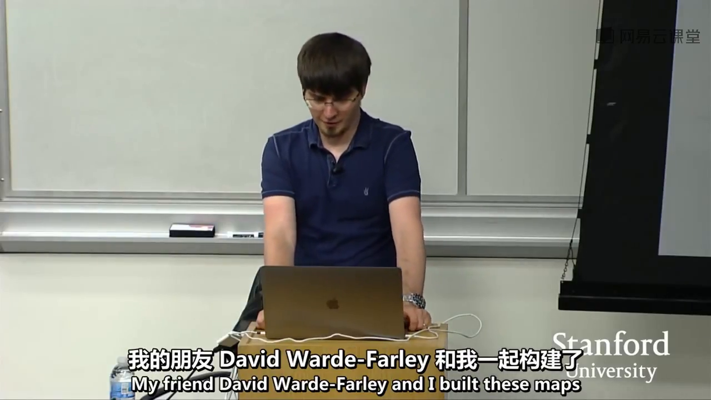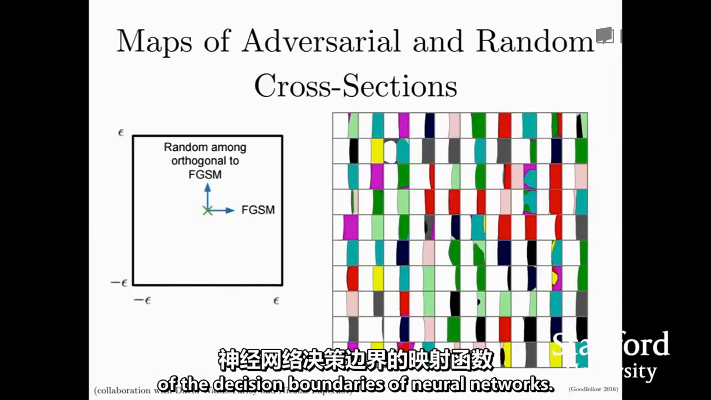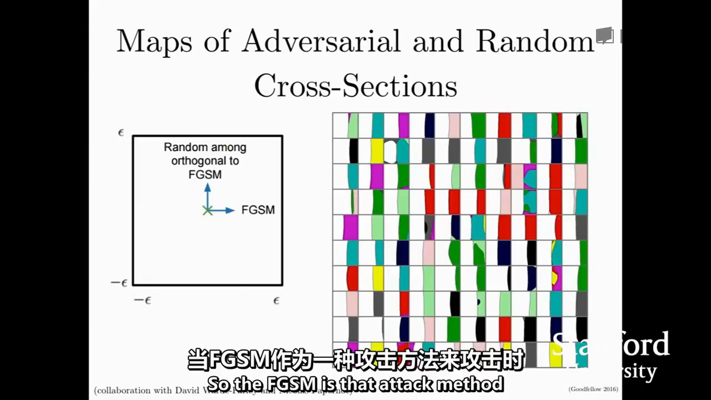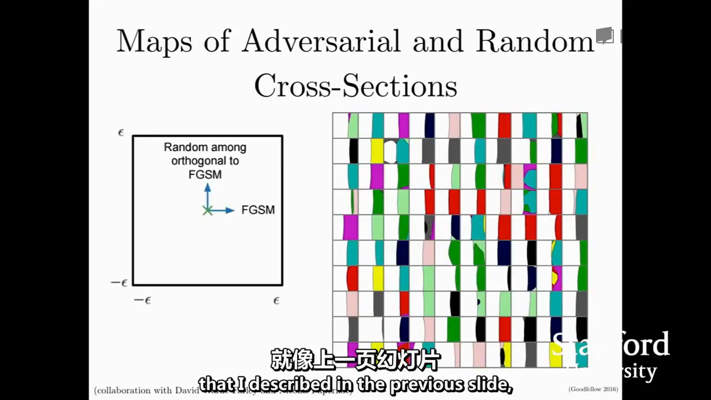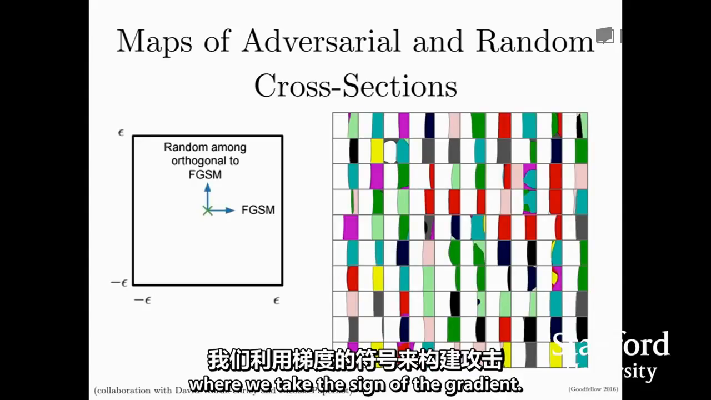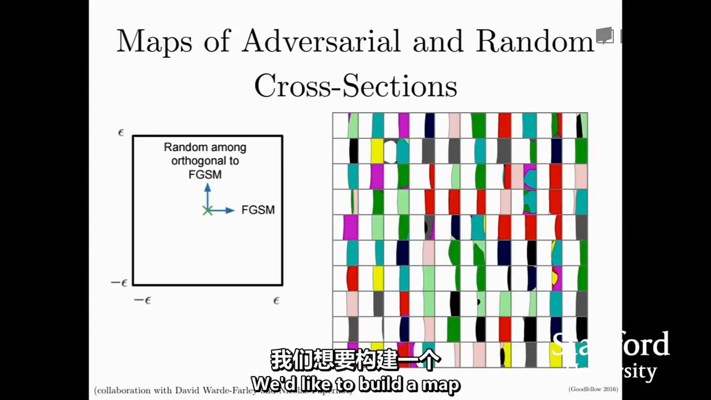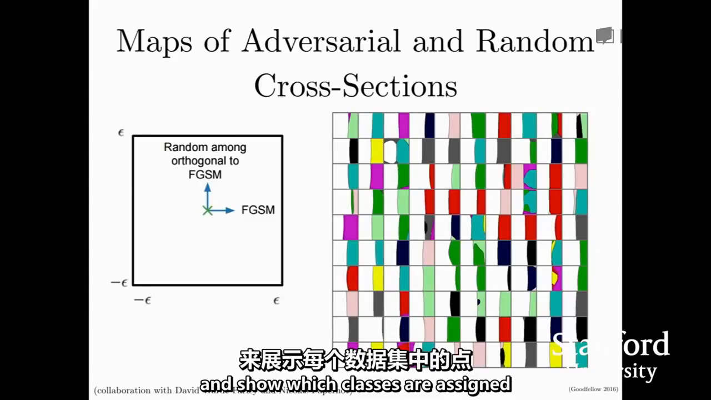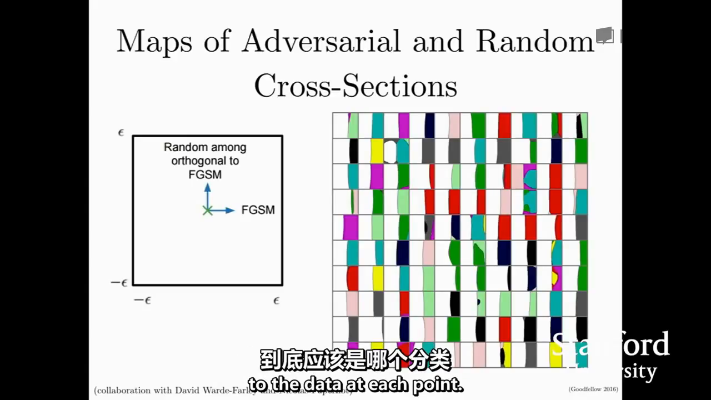My friend David Warde-Farley and I built these maps of the decision boundaries of neural networks, and we found that they're consistent with the linearity hypothesis. So the FGSM is that attack method that I described in the previous slide, where we take the sign of the gradient. We'd like to build a map of a two-dimensional cross-section of input space and show which classes are assigned to the data at each point.